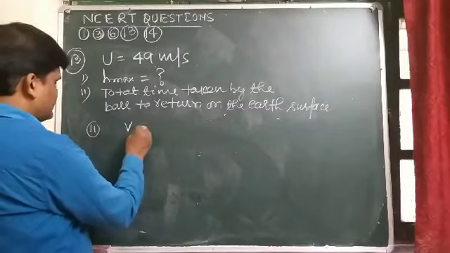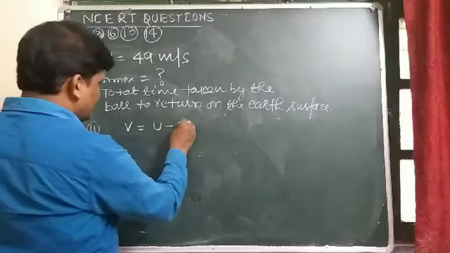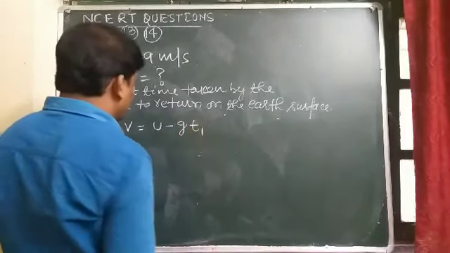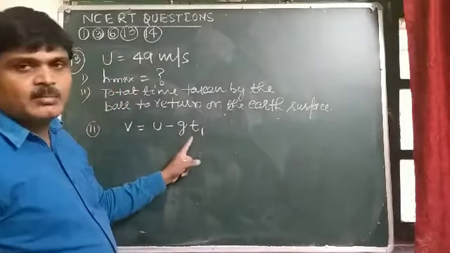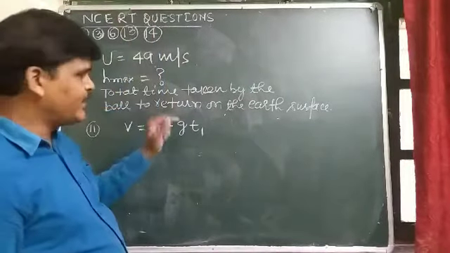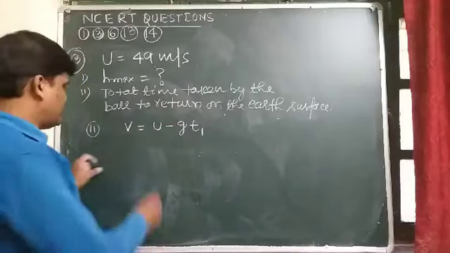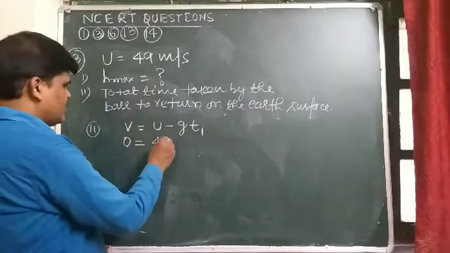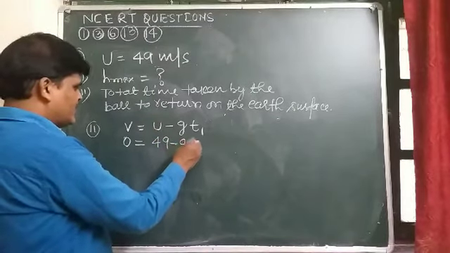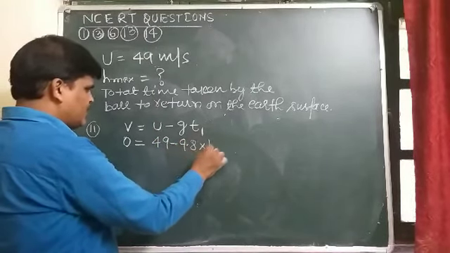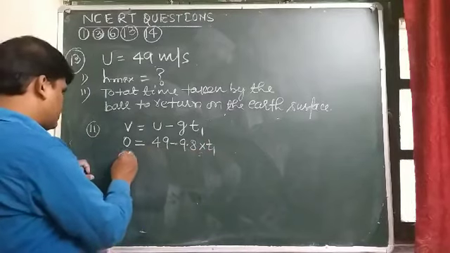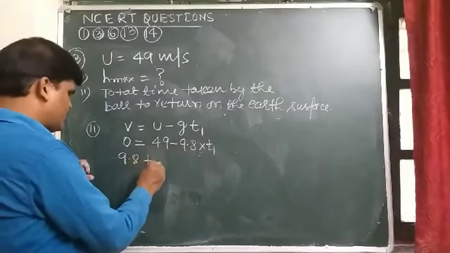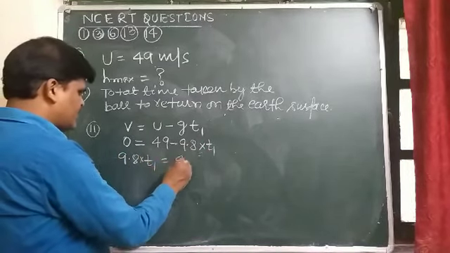So we use the formula v equal to u minus g T1. T1 is the time taken by the ball to reach a maximum height. At maximum height, final velocity is 0, u is 49, and g is 9.8. So 9.8 into T1 equals 49.